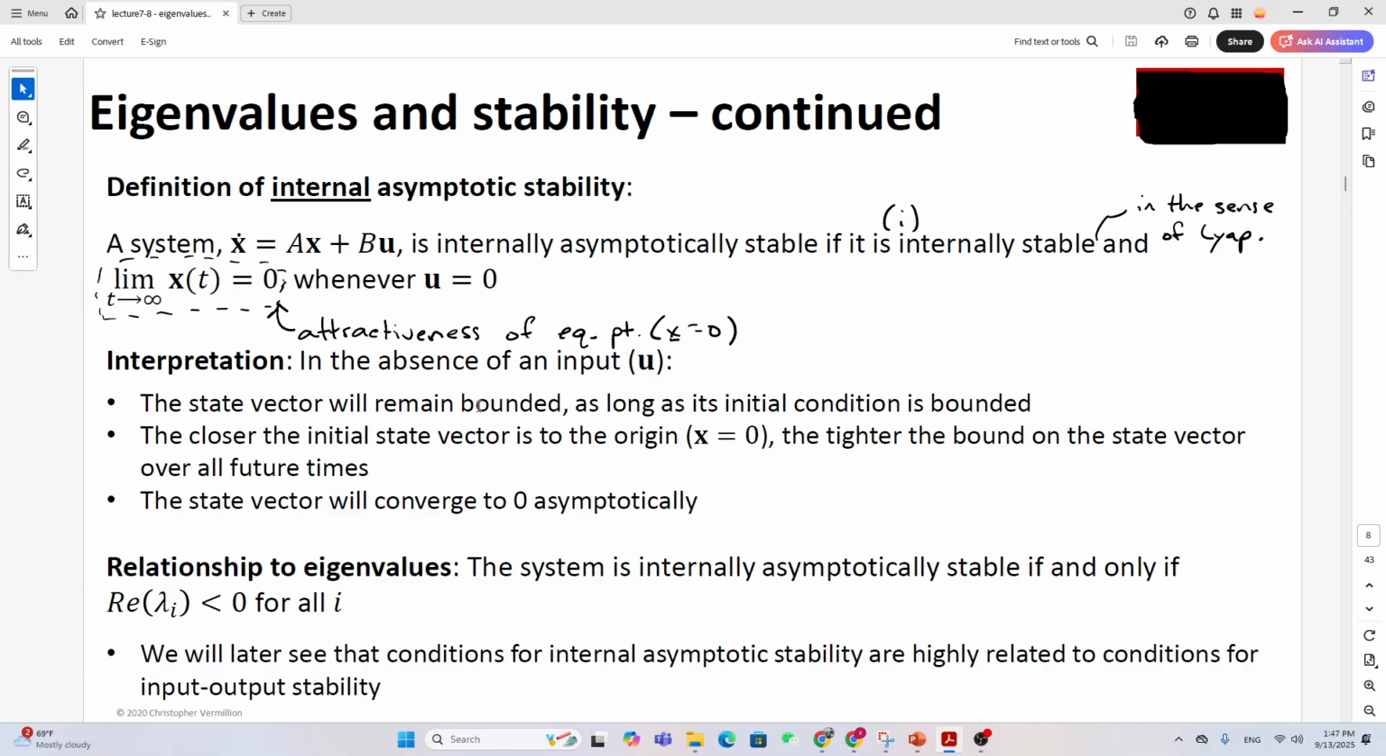Another one is the relationship to eigenvalues. The system is internally asymptotically stable if and only if your eigenvalue is less than 0. Note that there is no equal-to-0 term here, because you need damping over 0 to make sure it can reduce the energy as time goes by. If you make it equal to 0, it can be marginally stable, right? It's a different term.